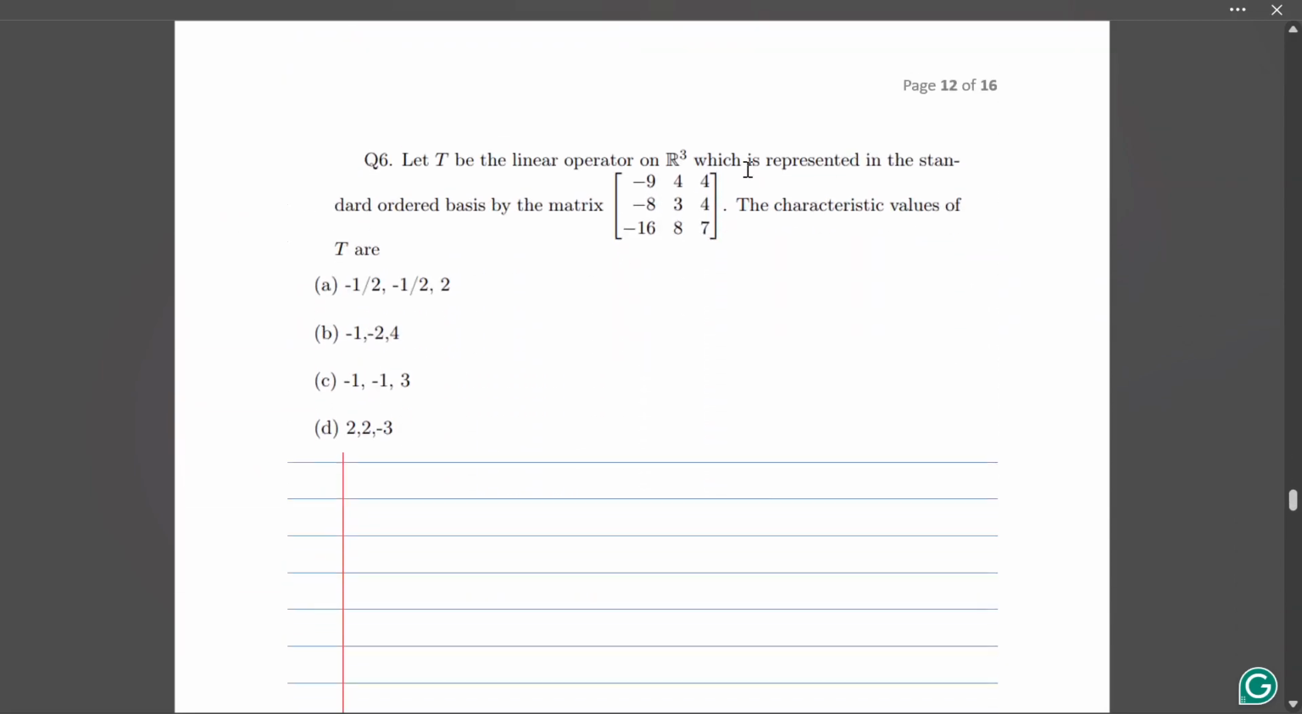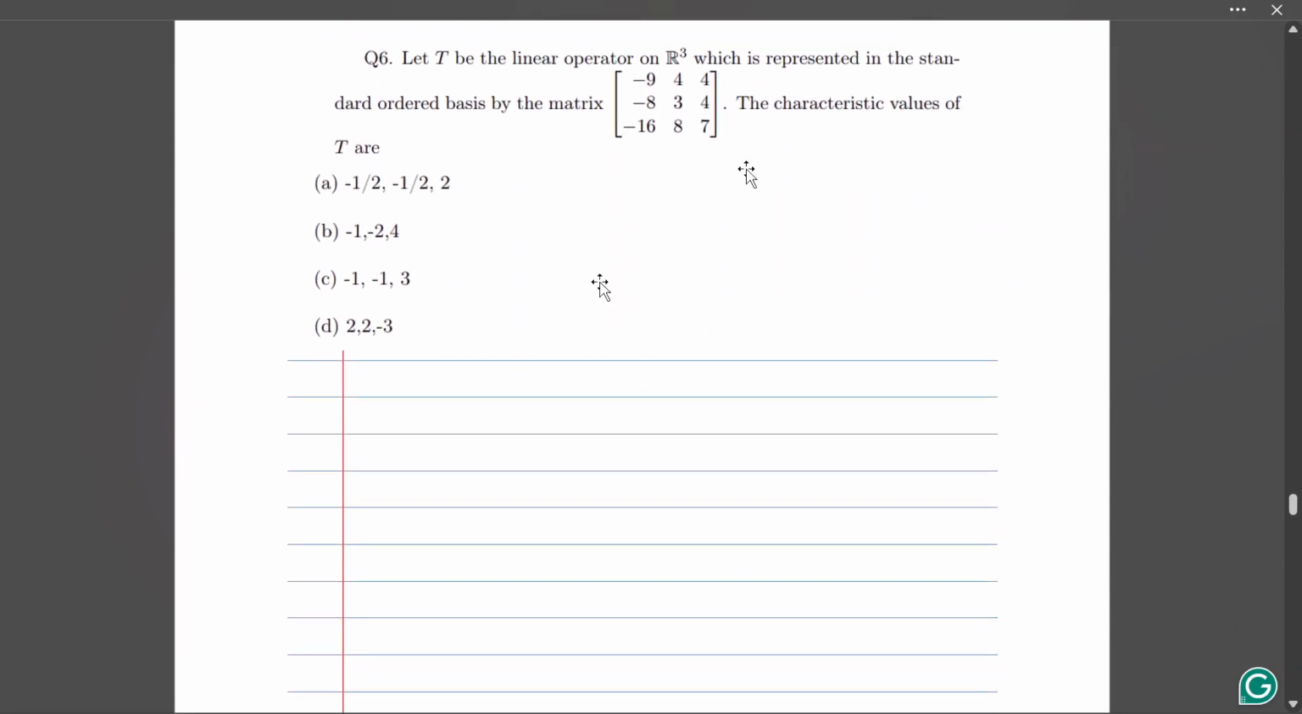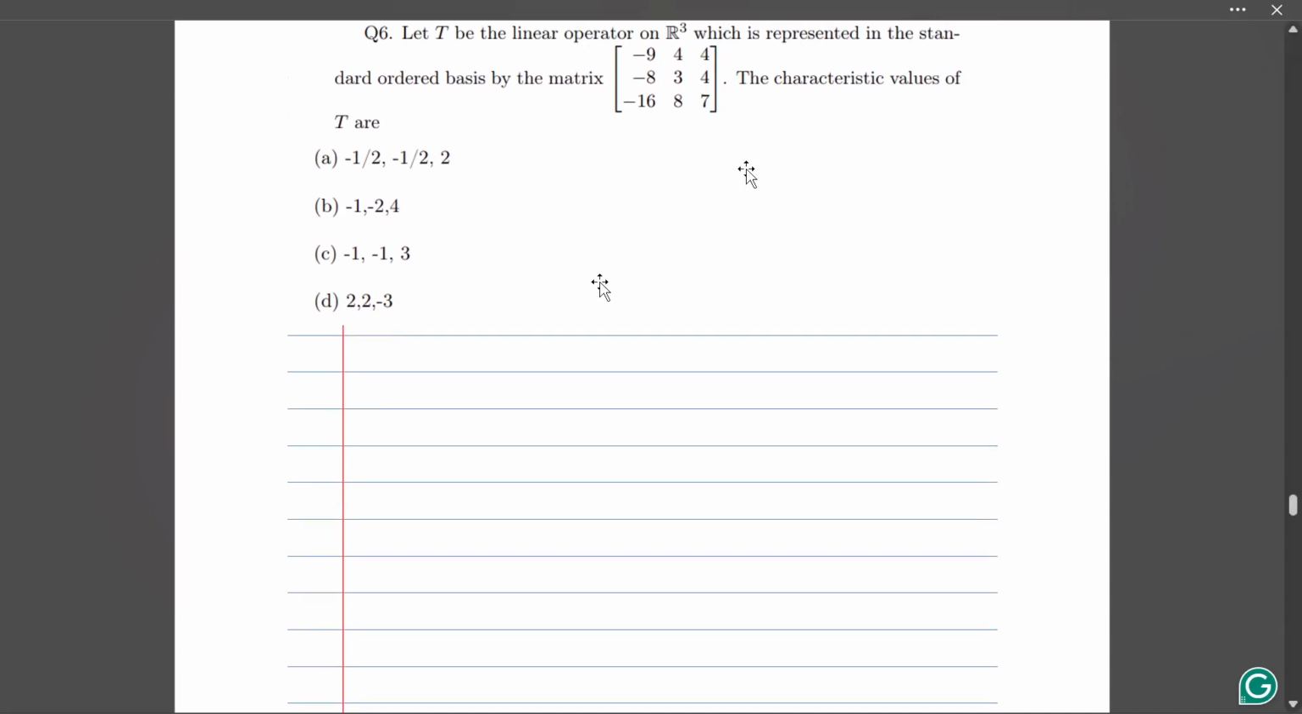So I'm going to the next question. The linear operator T is represented by this matrix. The characteristic values of T are? We have half an hour and 5 questions. I have done some calculations already and I looked into them, so that will be easy for us. Okay, so we want to calculate the characteristic values of T. So first write the characteristic polynomial.